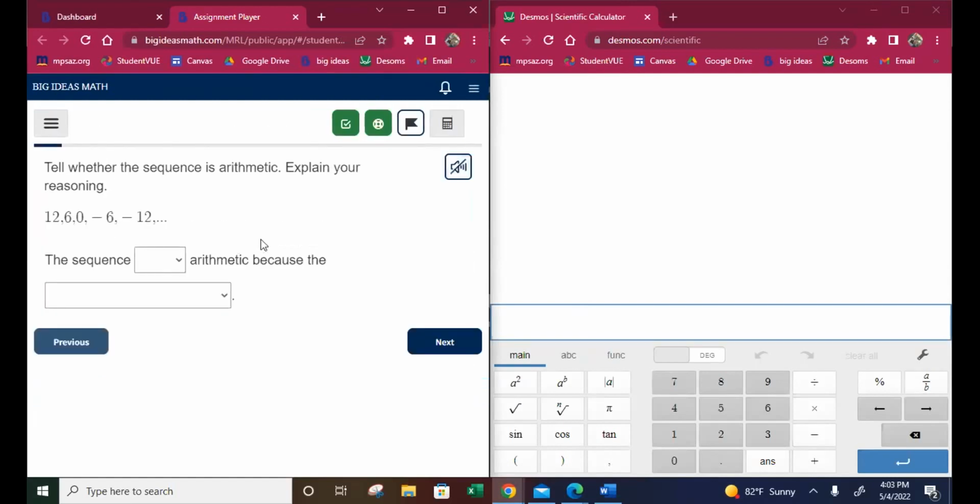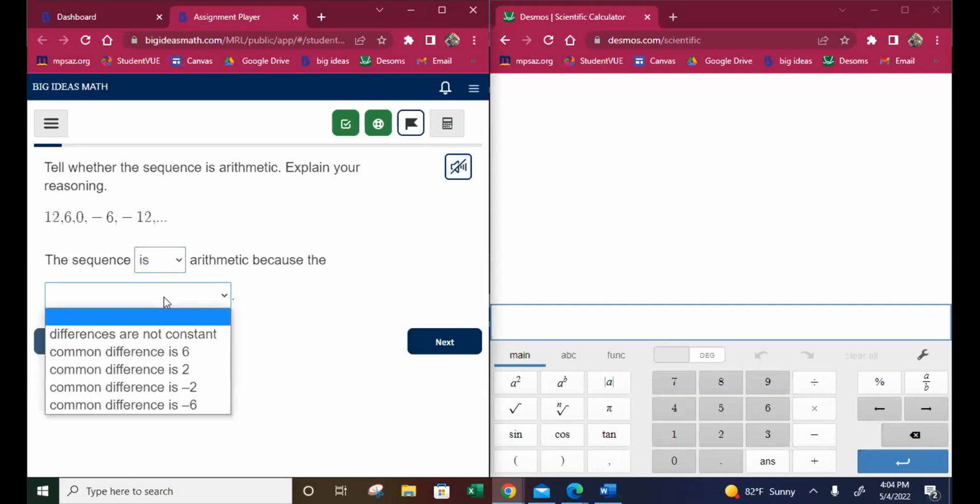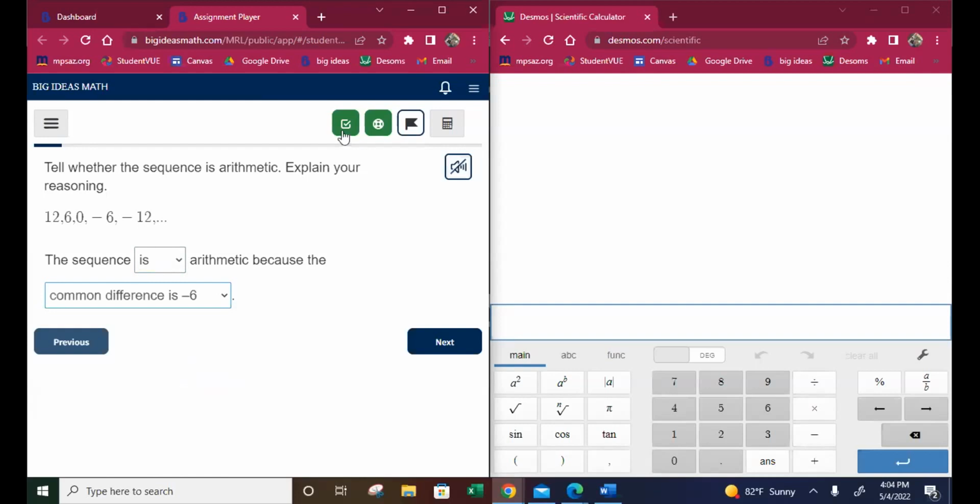Okay, we did some problems like this before. Does it go up or down by the same amount each time? Like to go from 12 to 6, you could say it's dividing by 2, but it's also subtracting 6. And similarly from 6 to 0, is it going down by the same amount? Yes, so this is arithmetic. If it goes up or down by the same amount, the common difference is -6. You can think of adding -6.